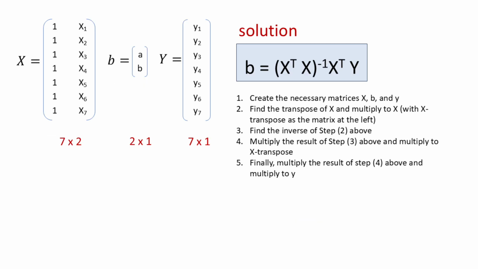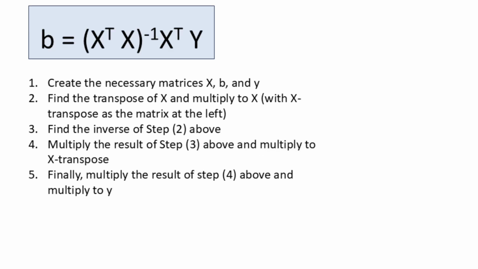So what are the steps to doing this? 1, you need to create the necessary matrices X, B, and Y. After that, number 2, you need to find the transpose of X. Then multiply it to X itself with X transpose as the matrix at the left. Then find the inverse of step 2 above, meaning the inverse of X transpose X. That's step 3. Then the next step is you multiply the result of step 3 above to the X transpose. Then finally, multiply the result of step 4 above to Y.